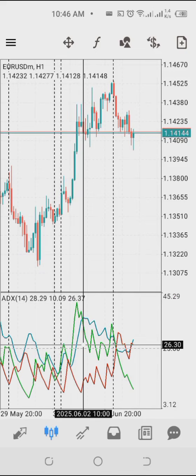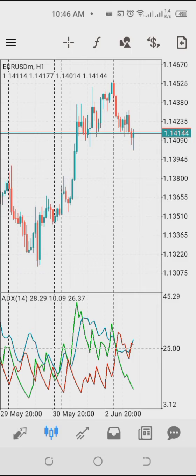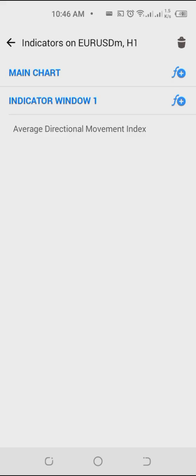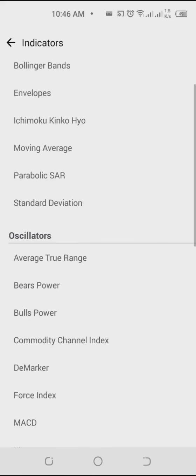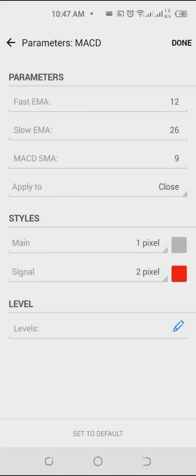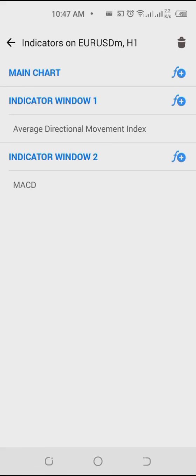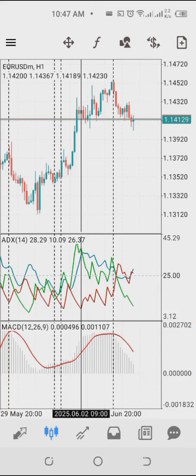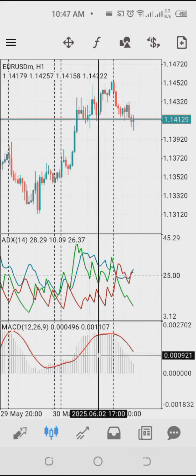So we'll go straight to the next indicator we're going to be working with, which is the Moving Average Convergence Divergence, otherwise known as the MACD. So I'm going to add it to the chart. Yeah, so this is the MACD. I'm going to be working with a fast EMA 12, slow EMA 26, MACD SMA 9, applied to close. And we don't need any level. There you go. So this is the MACD on the screen here.